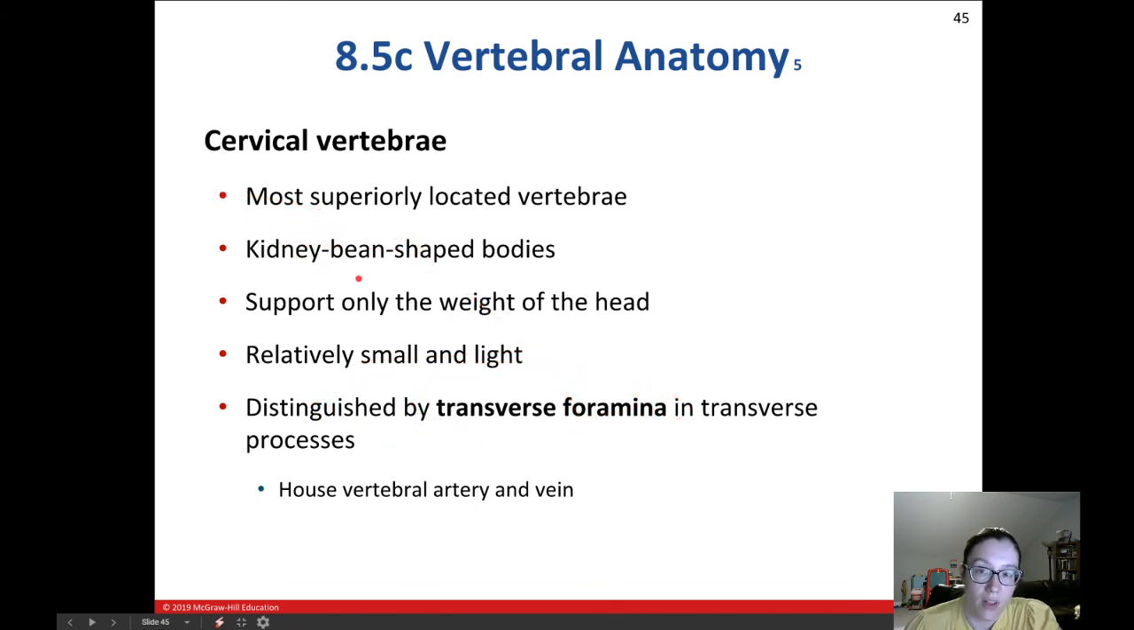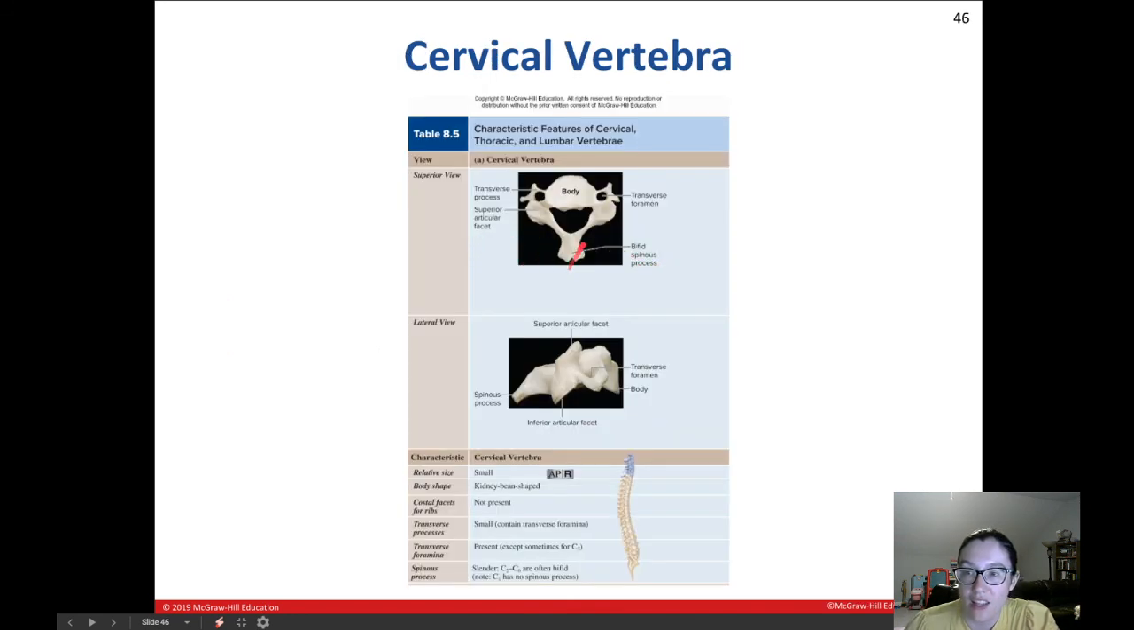They're also the smallest, and they have kidney bean-shaped bodies, and they have bifid spinous processes, which means that it's a little bit like it's bifurcated here. And you can see this is the transverse foramen. So you can see it's small, this bean-shaped body, it has this bifurcating spinous process, and has a transverse process through here. This is the first 7.